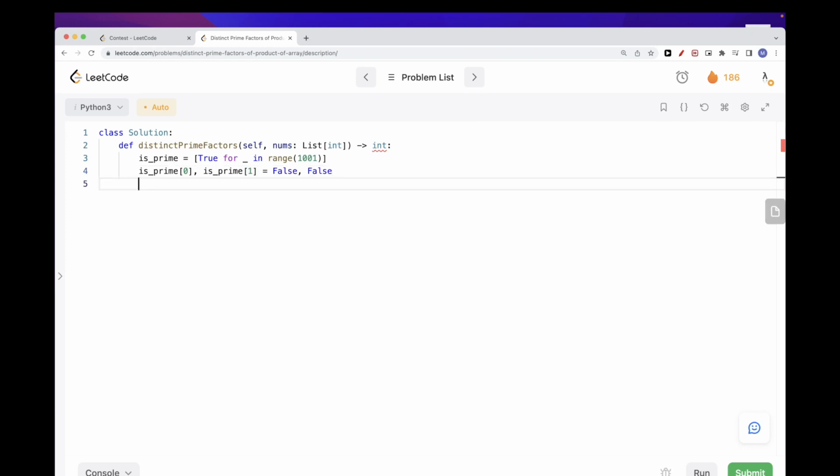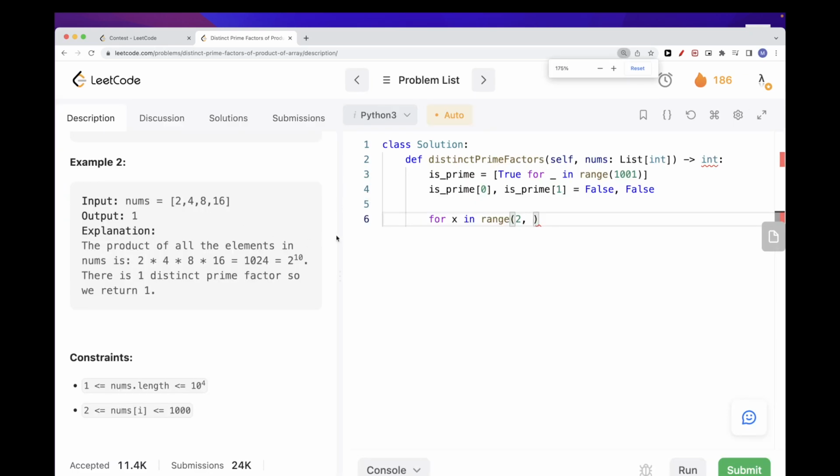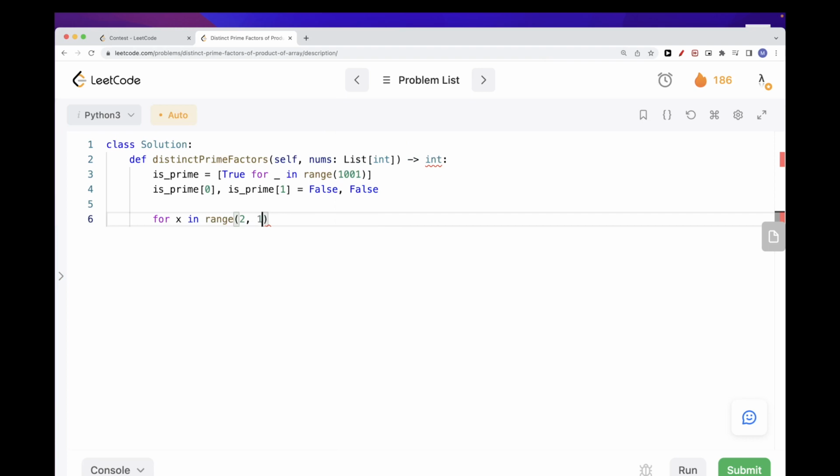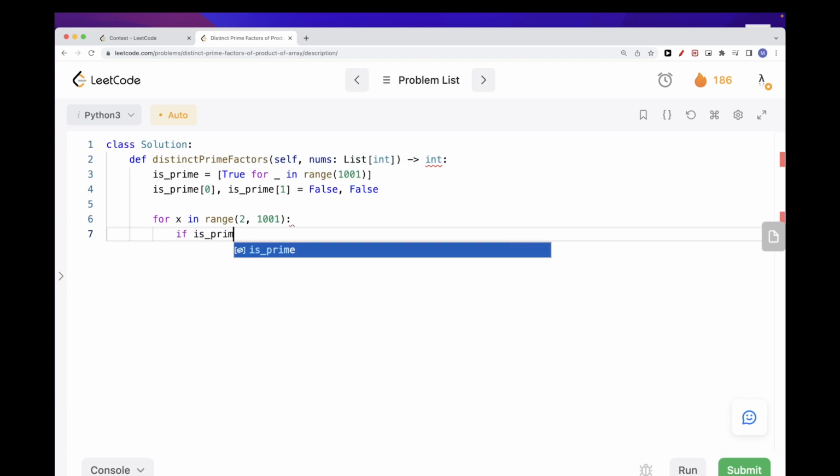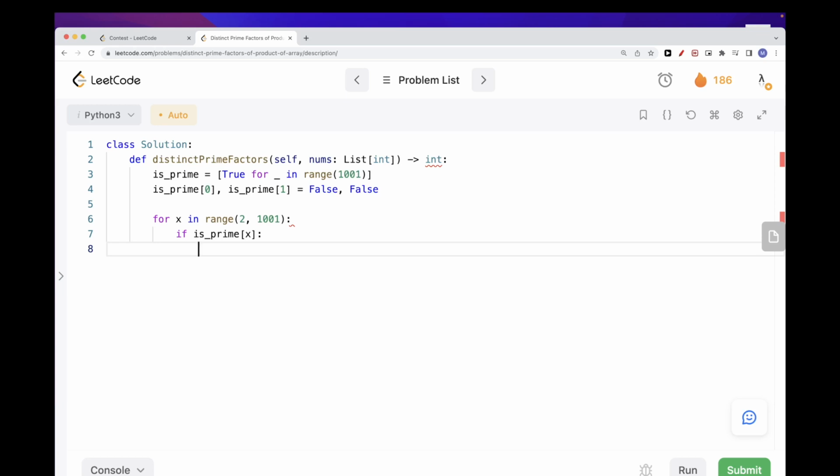And now we'll just do our sieve of Eratosthenes. Sorry, it's hard to pronounce. So we'll start from 2 because we already filled up to 1. And then we are going to do in range of 1001 again, because that's what we want to fill here. And then we'll check if it is a prime. Then we want to mark all the multiples of x as not prime because they are divisible by x. And so to do that, we'll just do i as all the multiples of x.